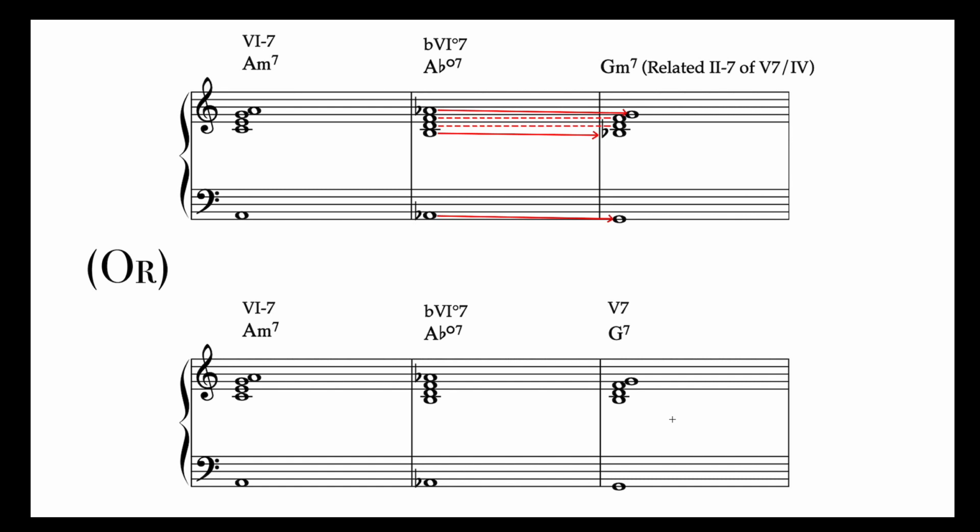When resolving to the G7, it shares 3 common tones instead of 2, so only 1 note actually moves. So it's honestly kind of an odd sound, and it's more common to see it resolve to a G minor 7 as that related 2 chord. But this is of course always up to the composer and the sound that they're going for.